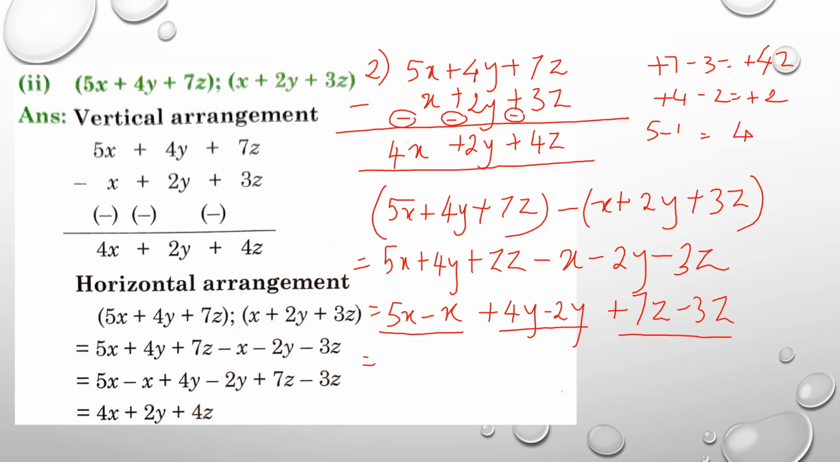Okay. Now let's do the simplification. Now 5 minus 1 is what? 5 minus 1 is what? 4x. Now plus 4 minus 2 is what? Plus 2y. Plus 7 minus 3 is plus 4z. So this is your answer.